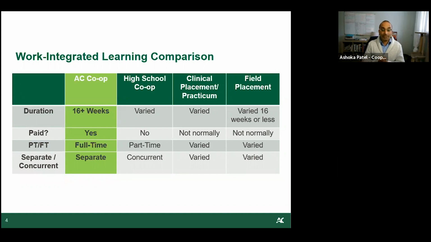Now, the one thing that is important to remember is that for your high school, it may have been varied. You may not have had that time limit. It may not have been paid for some of your co-ops. It may have been done on a part-time basis, and some of the college programs will have a work integrated learning opportunity, like a field placement that might be part-time, or it might be full-time. And so these are the main differences within an Algonquin College co-op.